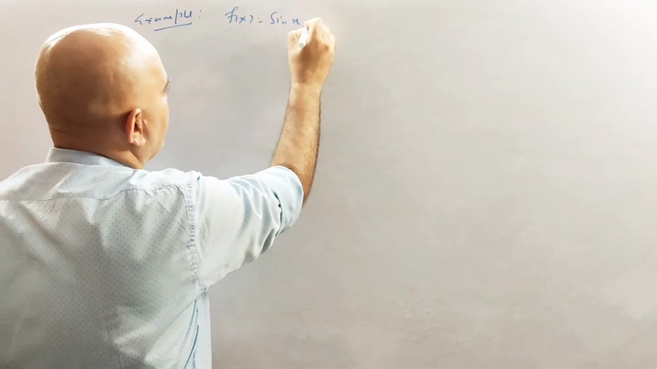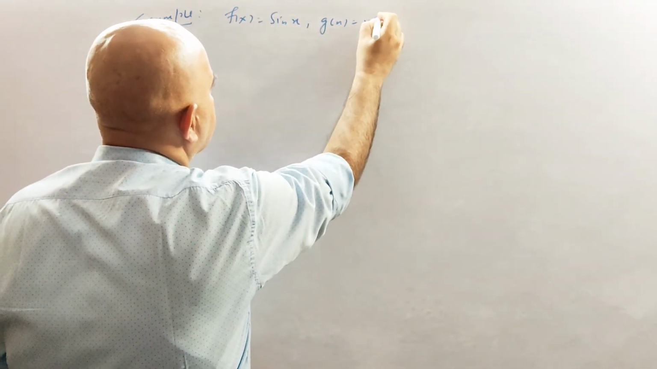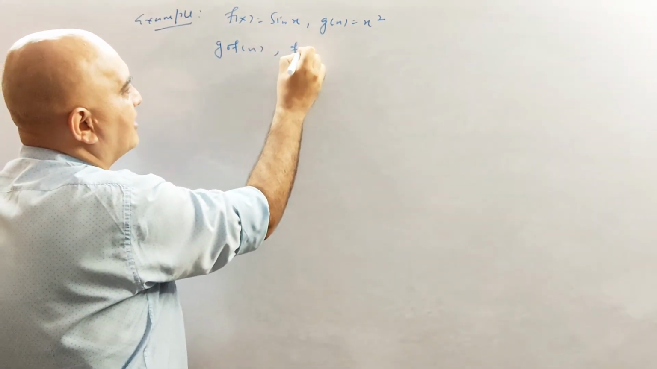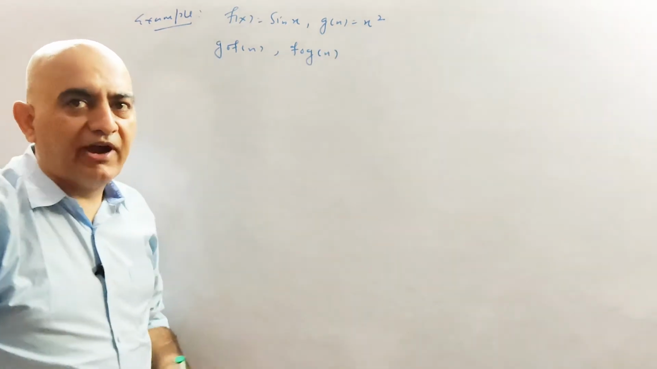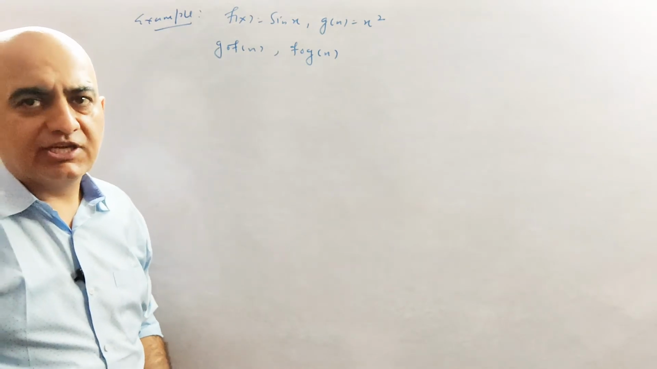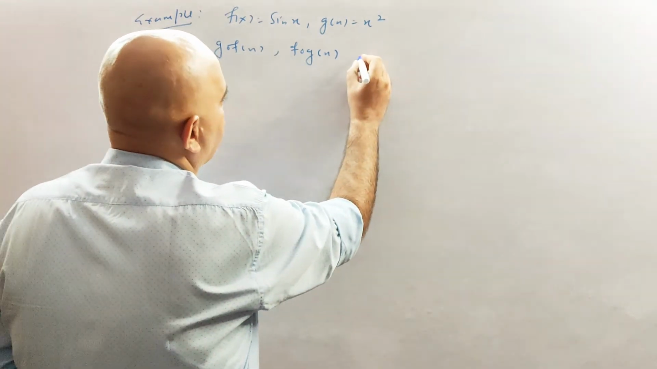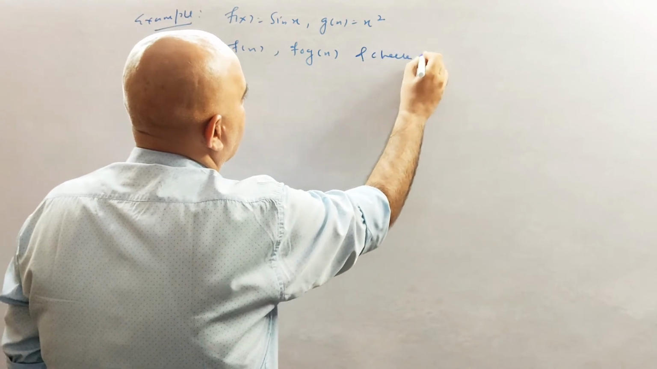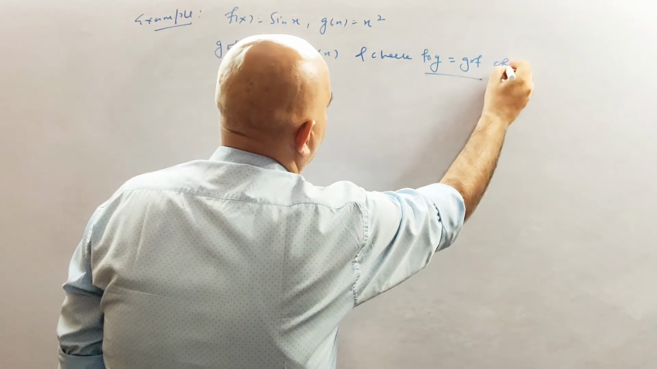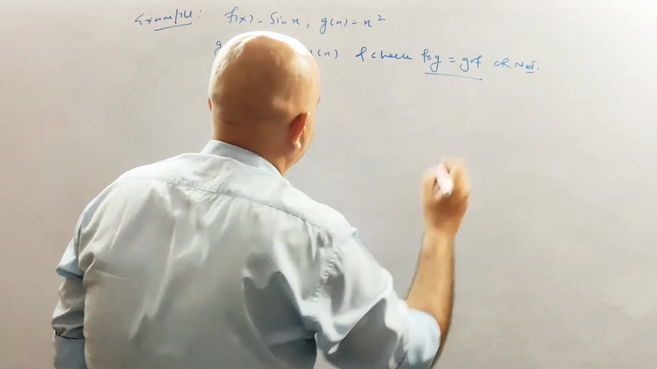Now see, suppose we have one more example, that is f(x) is equal to sin x and g(x) is equal to x squared. Find out g of f(x) and f of g(x). Find these two values. One is g of f(x) and another is f of g(x), right? And check whether f of g is equal to g of f or not. You have to test it.